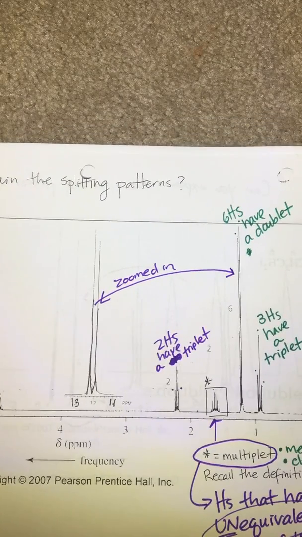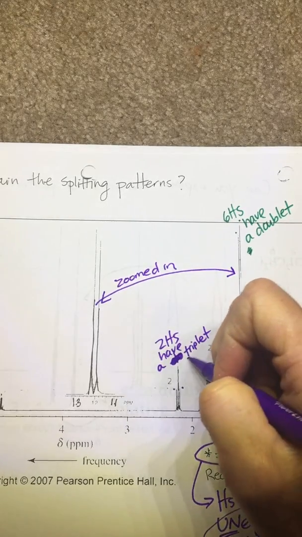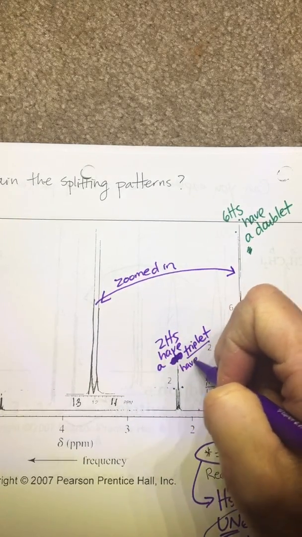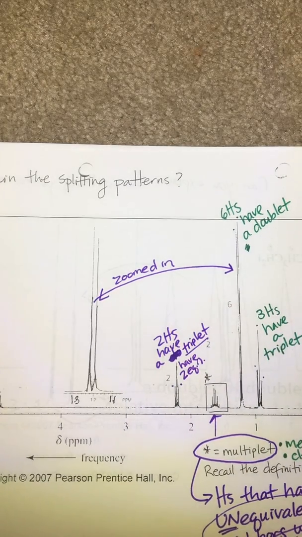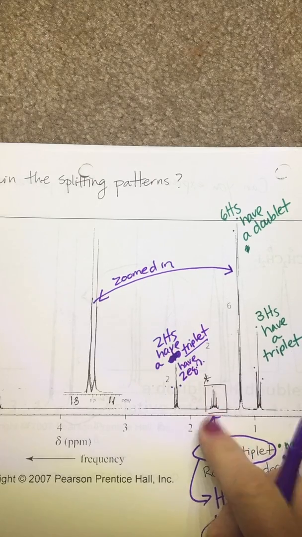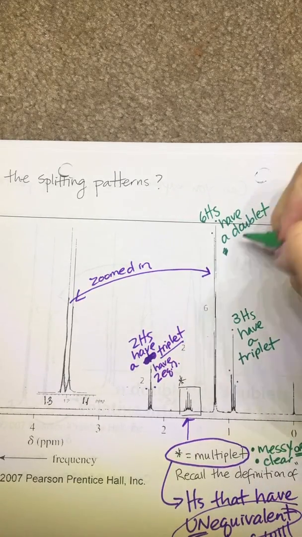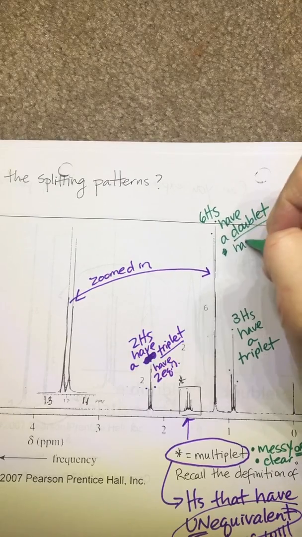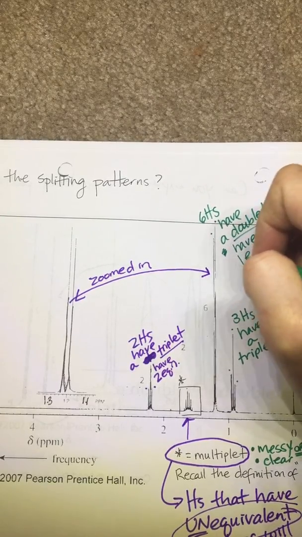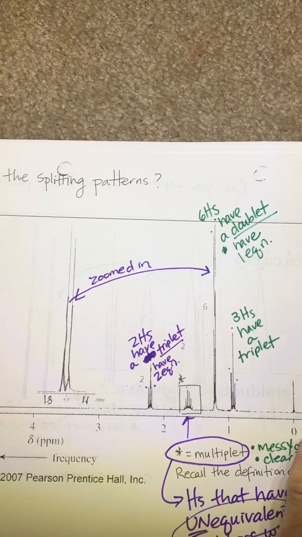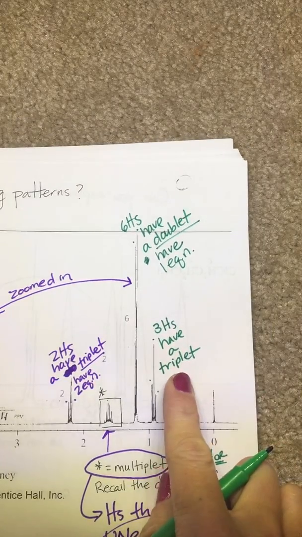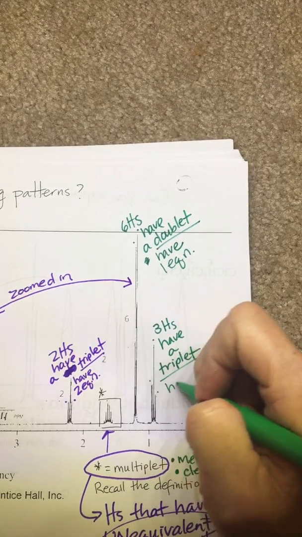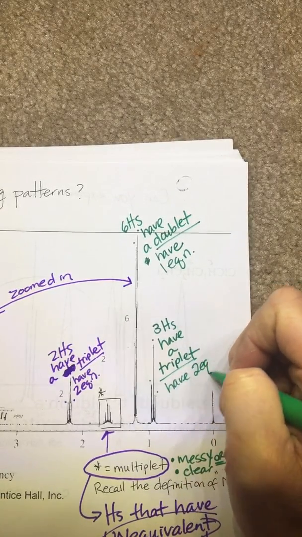Okay, moving back this way. What does a triplet mean? We've seen a triplet before. So this triplet, that means you have 2 equivalent neighbors. Okay, we talked about what a multiplet means. A doublet, what does a doublet mean? It means you have 1 equivalent neighbor, because 1 plus 1 gives you 2. And then again, another triplet, 2 equivalent neighbors.